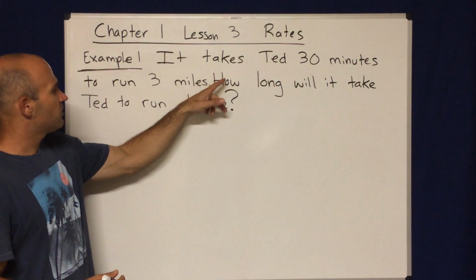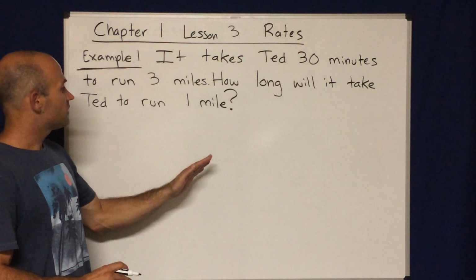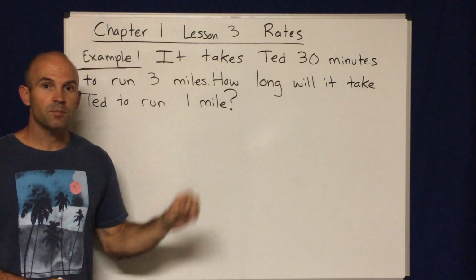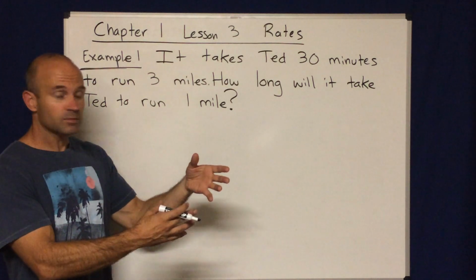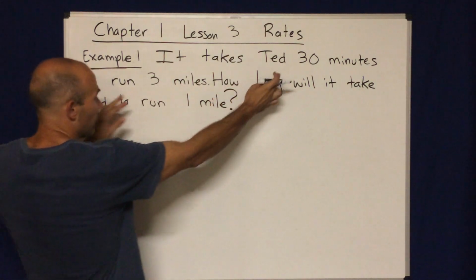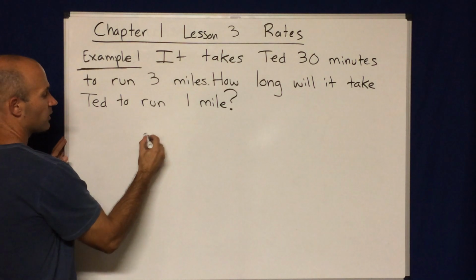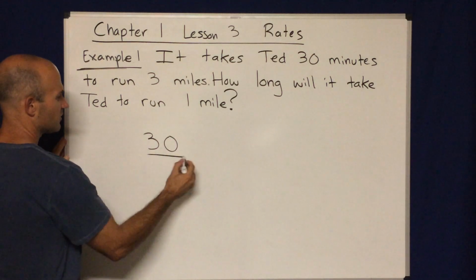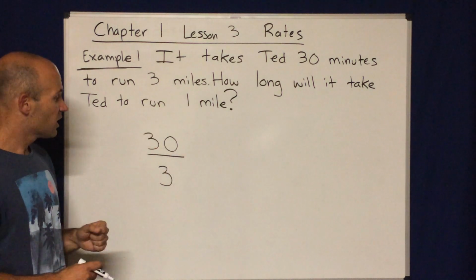It takes Ted 30 minutes to run 3 miles. And we want to know how long will it take Ted to run just 1 mile. And so the strategy is you write down a fraction, and so we'll start off with that. 30 minutes to run 3 miles. So for every 30 minutes, I run 3 miles. Okay, so I've written down this fraction or this rate.